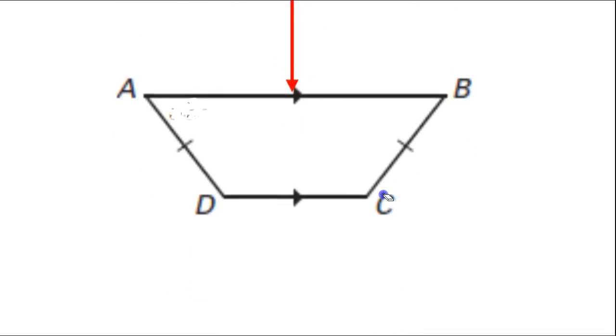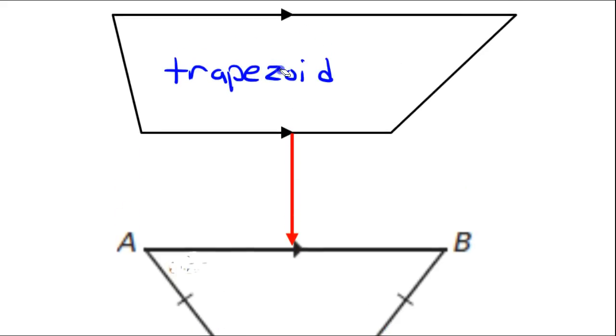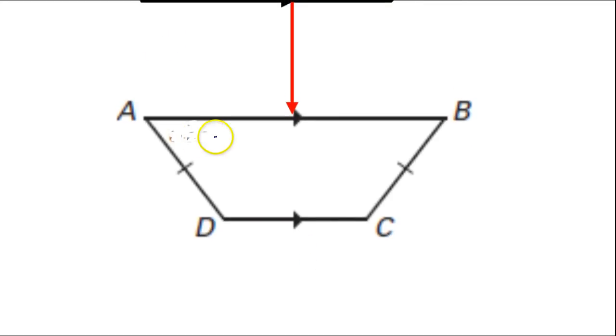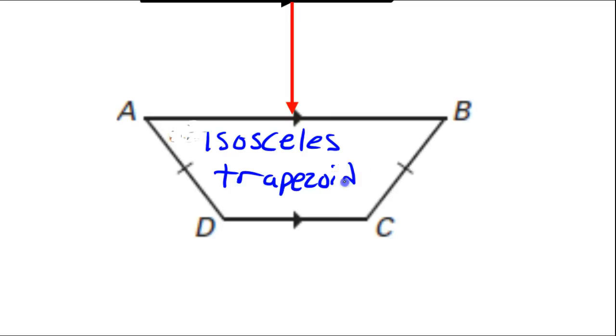Now, this is also a trapezoid. That's why it's underneath here. But it's a special kind of trapezoid. It's called an isosceles trapezoid. An isosceles trapezoid is a trapezoid, so it has 1 pair of parallel sides, but the legs, these are called legs, by the way, the legs are congruent for an isosceles trapezoid.